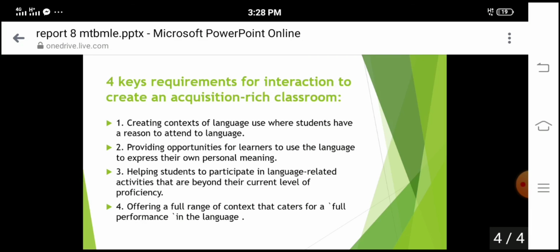Number 3, helping students to participate in language-related activities that are beyond their current level of proficiency.